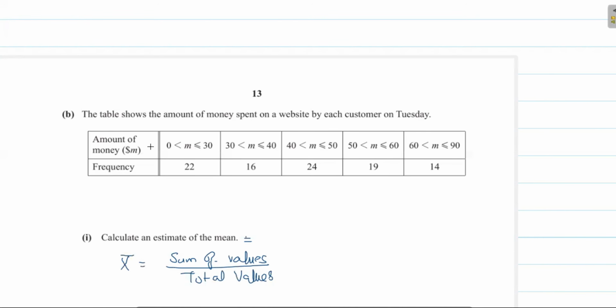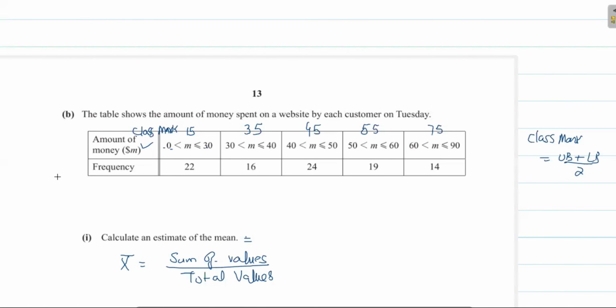To find the sum of values, we find the class mark against each interval. The class mark is the middle of the interval. 30 plus 0 over 2 is 15. These are the class marks. The next middle value is 35, the next middle value is 45, the next is 55, and the next is 90 plus 60 divided by 2, which is 75. You can write here class mark equals upper bound value plus lower bound value divided by 2. Now you see here, these are the class mark values.